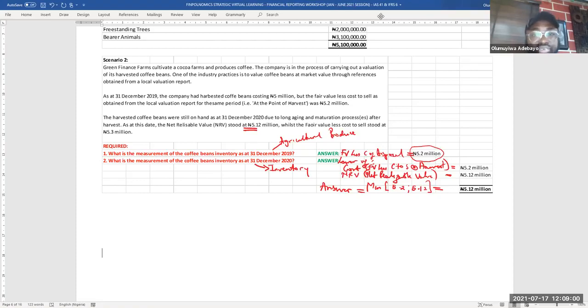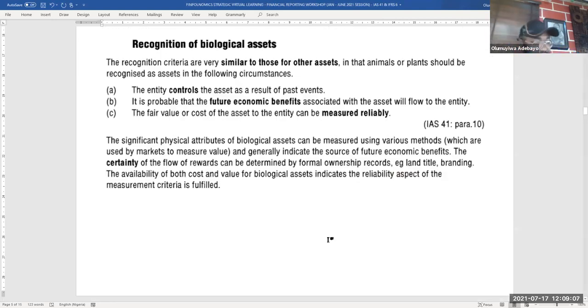Now let's look at the summaries of what we have done so far. Madam, can you read this? Recognition of biological assets. The recognition criteria are very similar to those for other assets in that animals or plants should be recognized as assets in the following circumstances. A, the entity controls the asset as a result of past events. B, it is probable that the future economic benefits associated with the asset will flow to the entity. C, the fair value or cost of the asset to the entity can be measured reliably.